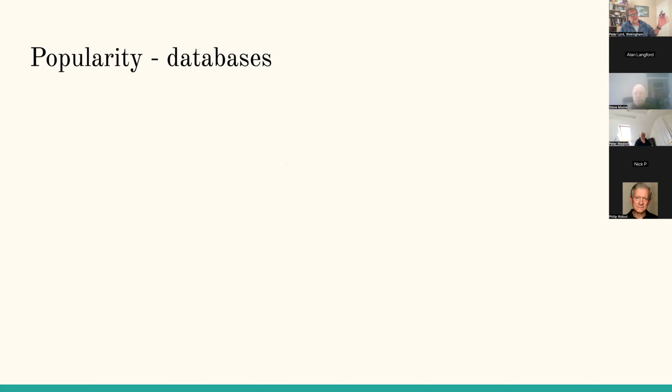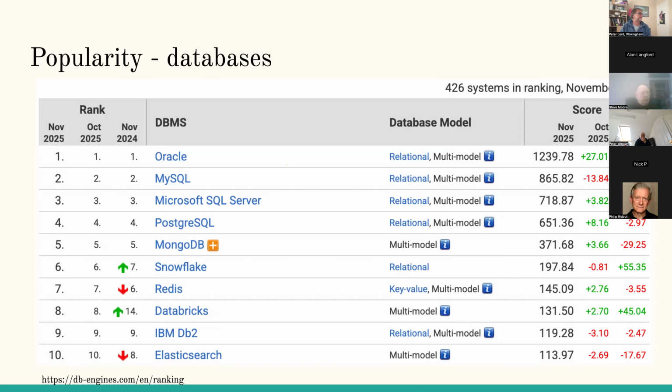So here's a category of software, which is databases. And here are the top databases in the world. I've got a link there where this came from. A company called Oracle is number one, just. Oracle used to dominate the database software area, but no longer.